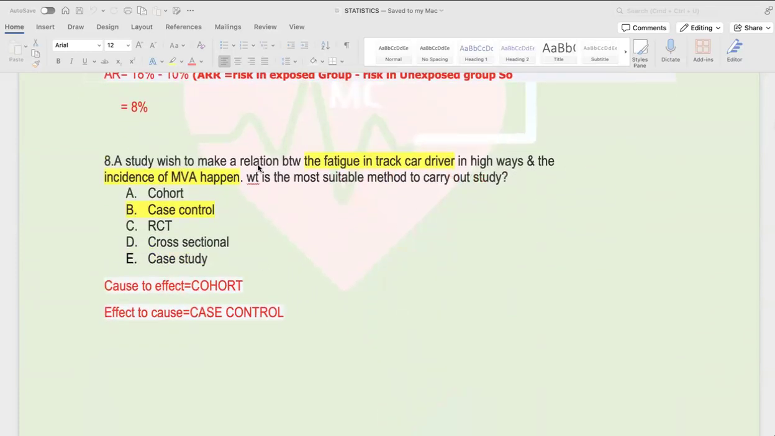Now, a study wished to make a relationship between fatigue in a truck car driver in highways and the incidence of motor vehicle accident to carry out a study. Now, this is where you need to use your brain. So you want to find out that fatigue in a truck car driver with the incidence of motor vehicle accident.